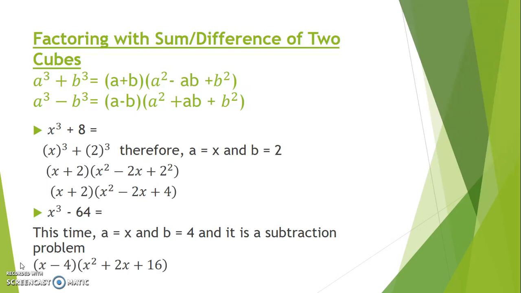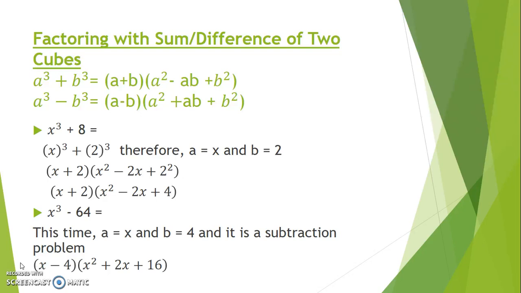Okay, so this says x cubed plus 8. So x is being cubed, and 8 is actually 2 that has been cubed. 2 times 2 is 4 times 2 is 8. Therefore, it's just a matter of putting x everywhere I see an a, and 2 everywhere I see a b. So I'm using the top formula up here in green, and I'm just plugging in x and 2 everywhere I see a and b. All right, same would hold true if you subtracted, then you would use the second equation.